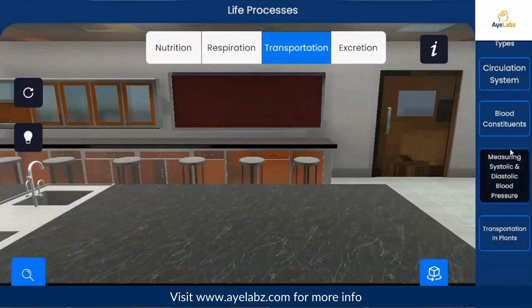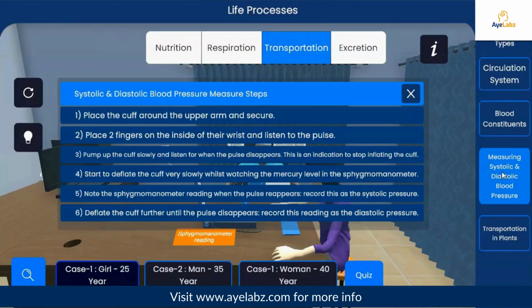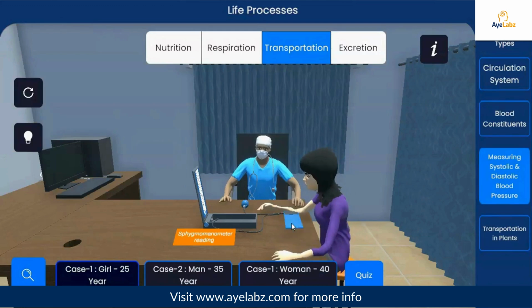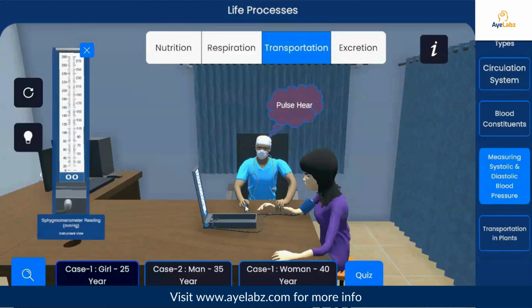Click on this tab to learn how to measure blood pressure. Read these guidelines very carefully and follow these steps. Let's take the case of a 25-year-old girl. Click on the BP cuff to wrap it around the upper arm of the girl and place two fingers on the inside of her wrist to listen to the pulse. Click on the inflation bulb of the sphygmomanometer to pump up the cuff slowly and then listen to the pulse. Stop inflating the cuff when the pulse disappears.